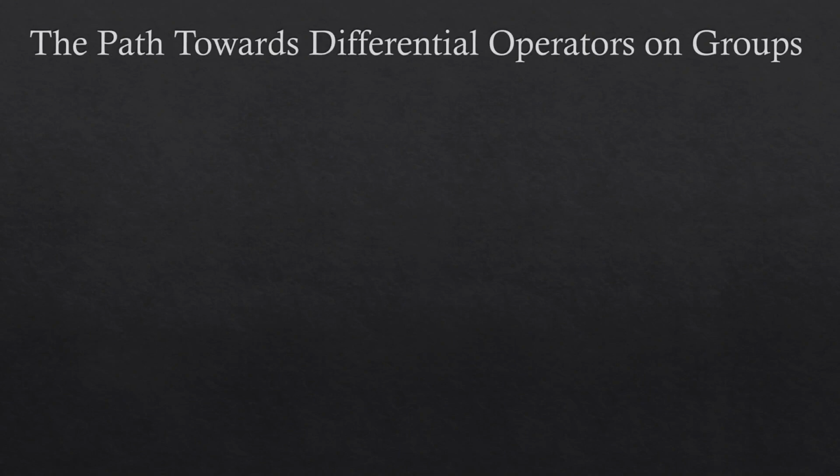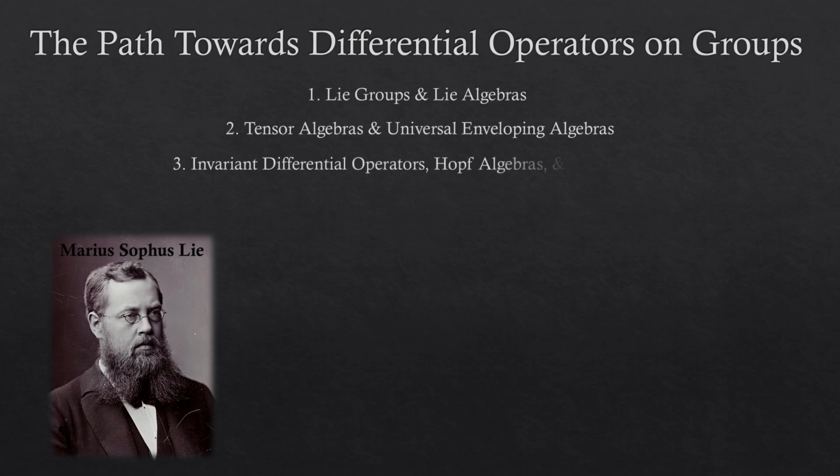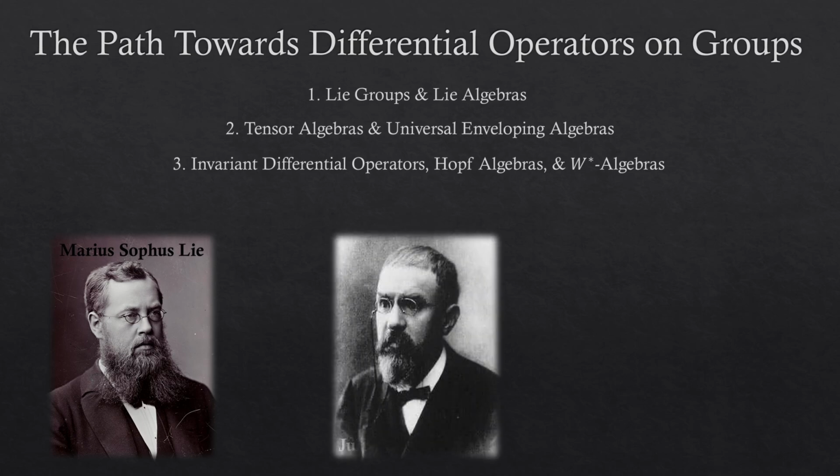We'll start off by considering a synopsis of our path towards differential operators on Lie groups. So first, we'll start by covering Lie groups and Lie algebras. Then we'll go on to cover the tensor algebras of Lie algebras as well as their universal enveloping algebras. That will be right before we go into invariant differential operators, Hopf algebras, and W-star algebras, also called von Neumann algebras. And here's a picture of Jules Henri Poincaré, who contributed vastly towards the study of universal enveloping algebras and differential operators on Lie groups.